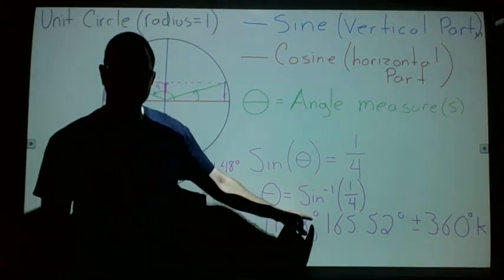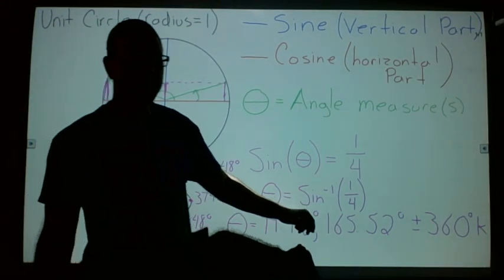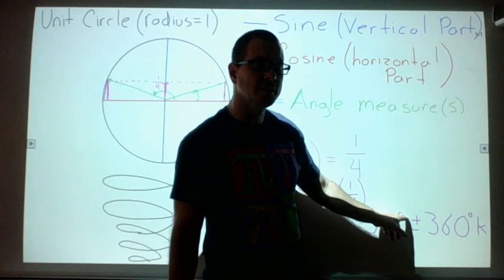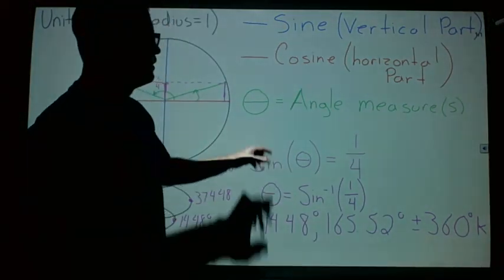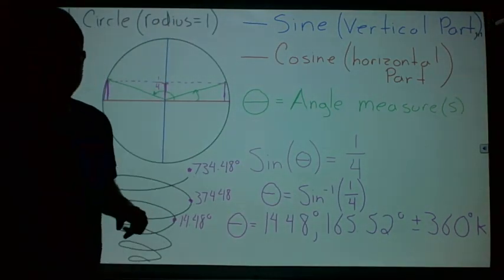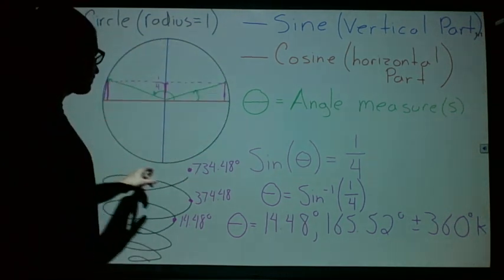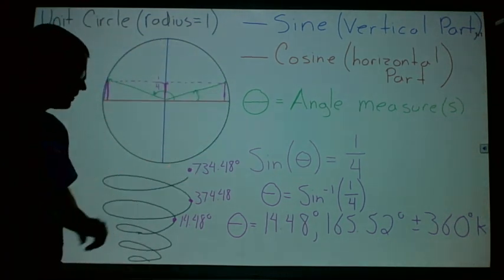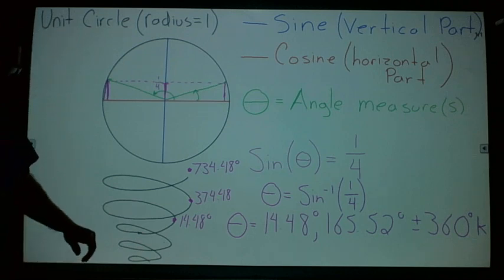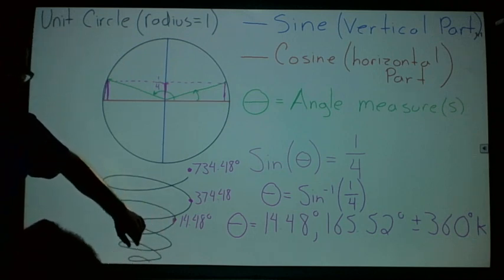14.48 degrees was my first solution. And I found another one 360 degrees away, which is the period for sine. It's also the period for cosine. Because if you go all the way around a circle, you've done 360 degrees. This is a very strange concept. I know it's very tough.